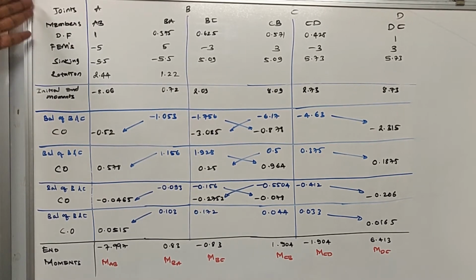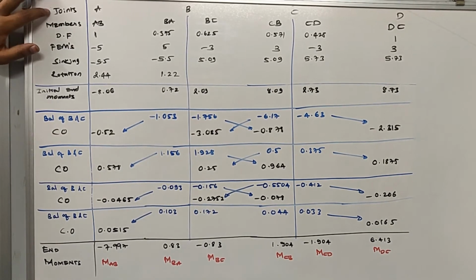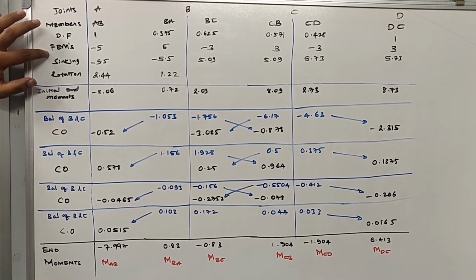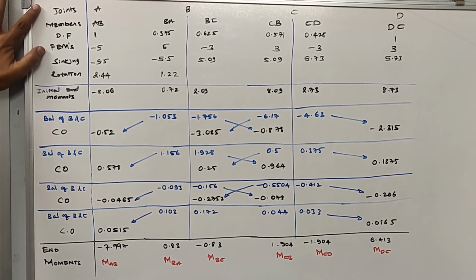Some of the rows that you are already familiar with are joints. The first row that you write is the joints, and the next row is the members that are connected to individual joints. After that you will write the distribution factor for all the members. Lastly you will write the fixed end moments, right? So this is the set of rows that you have already written in the previous problems, right?